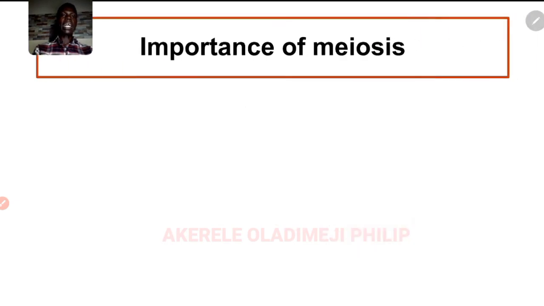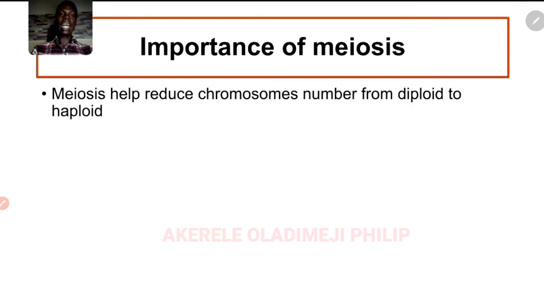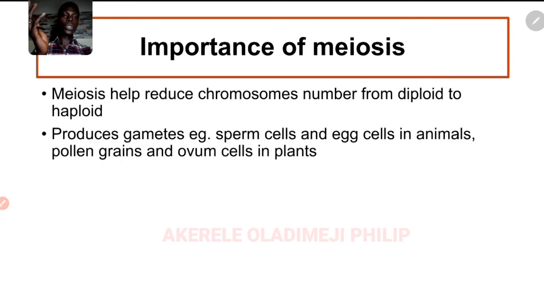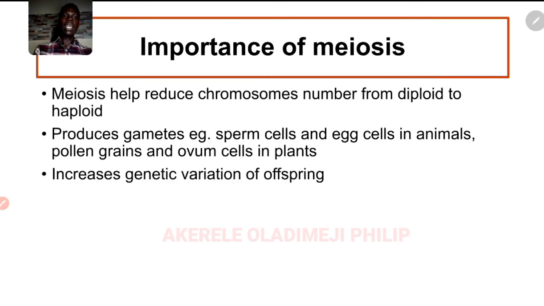All right. Now, what is the importance of meiosis? What value does it have, or what additional effect does it have for us? Meiosis helps to reduce the number of chromosomes from diploid to haploid. That helps in fertilization for sexual reproduction. It produces gametes, e.g. sperm cells and egg cells in animals, then pollen grain and ovum cells in plants. It increases genetic variation, like the crossing over you saw. Please make sure you pause the video to copy some of these notes down, because you're going to need this for examination purposes in your GCSE.